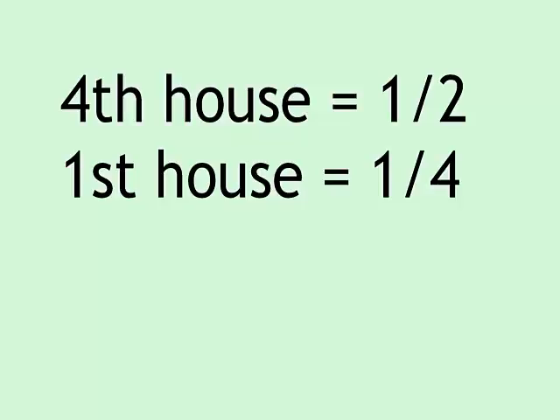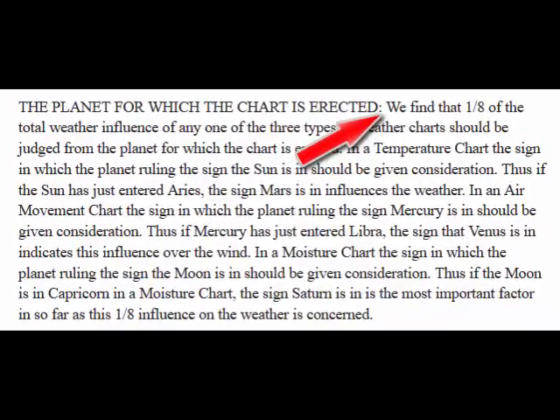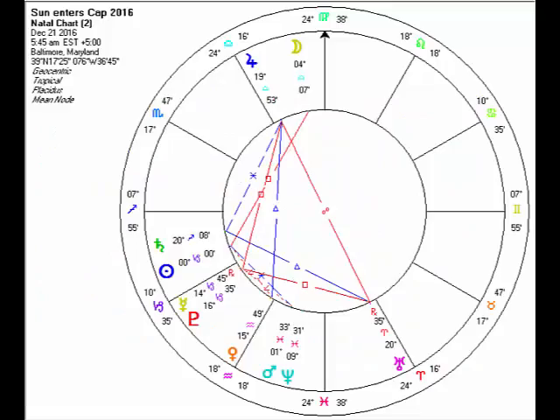Before I do that, though, I would like to read you the actual text from the book. We find that 1/8 of the total weather influence of any of the three types of weather charts should be judged from the planet for which the chart is erected. In a temperature chart, the sign in which the planet ruling the sign the Sun is in should be given consideration. Thus, if the Sun has just entered Aries, the sign Mars is in influences the weather, because Mars rules Aries. Let's see how this works out using the actual charts.